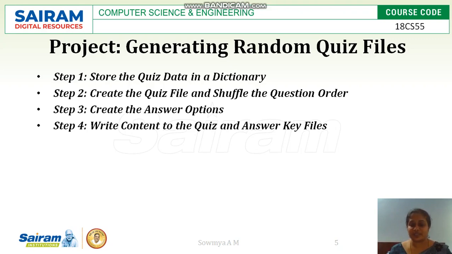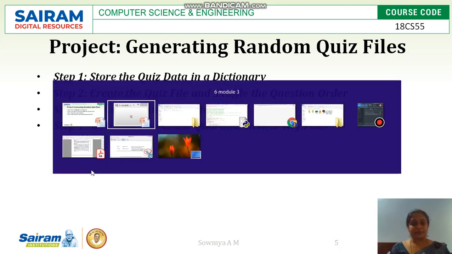The foremost thing is to create a dictionary database. Next is to create a quiz file and shuffle the question order. Next is creating the answer options. Next you have to write the quiz and answers to a file. Not only one file, we have to write 35 quiz files and 35 answer scripts for those 35 files. So now we'll see the program.